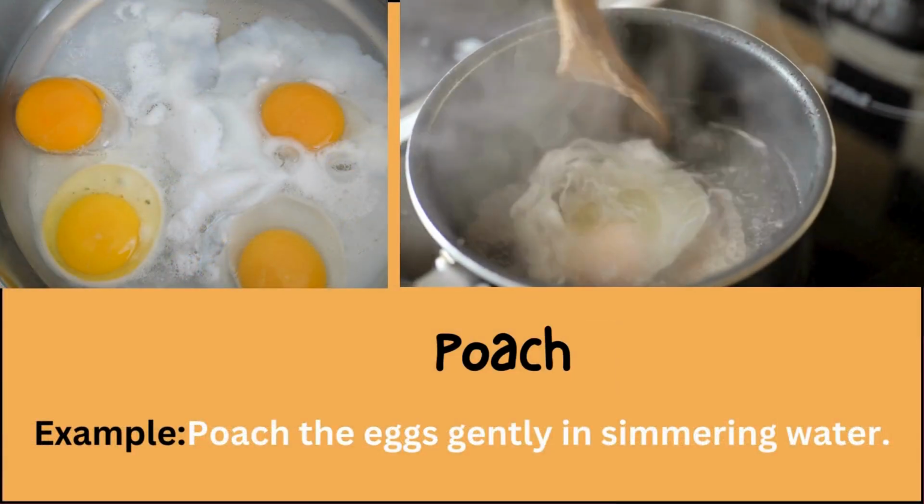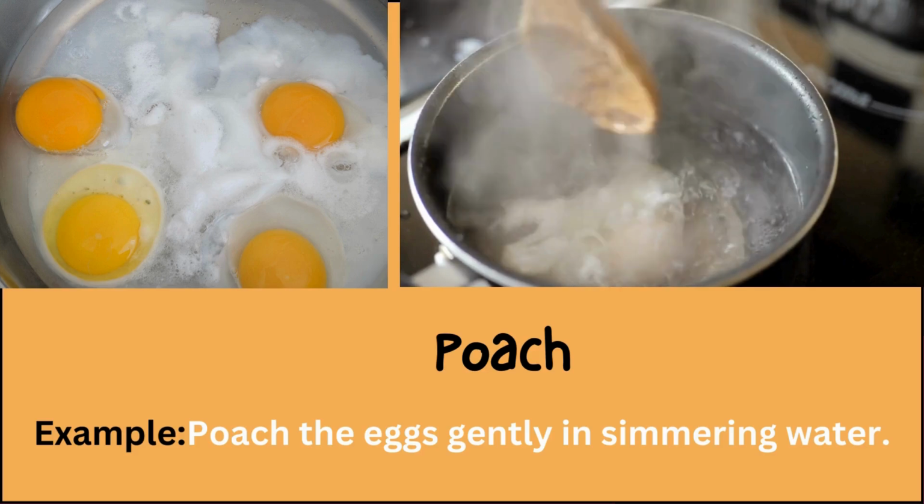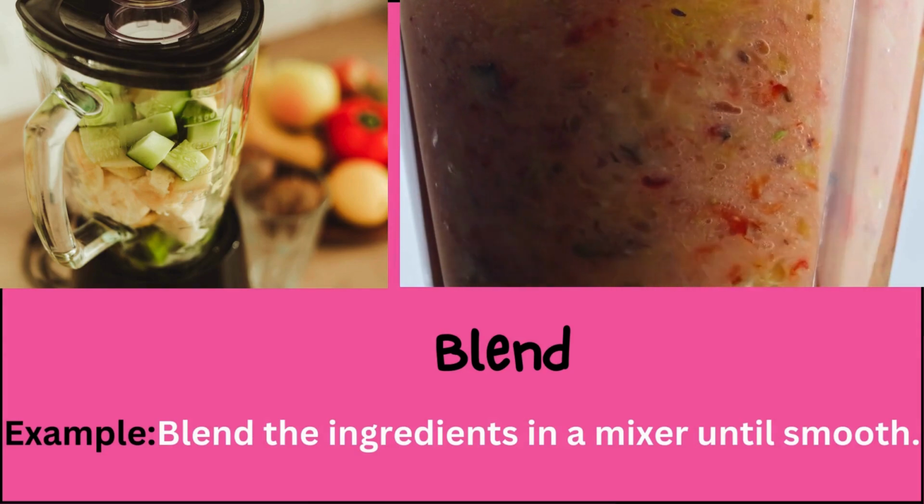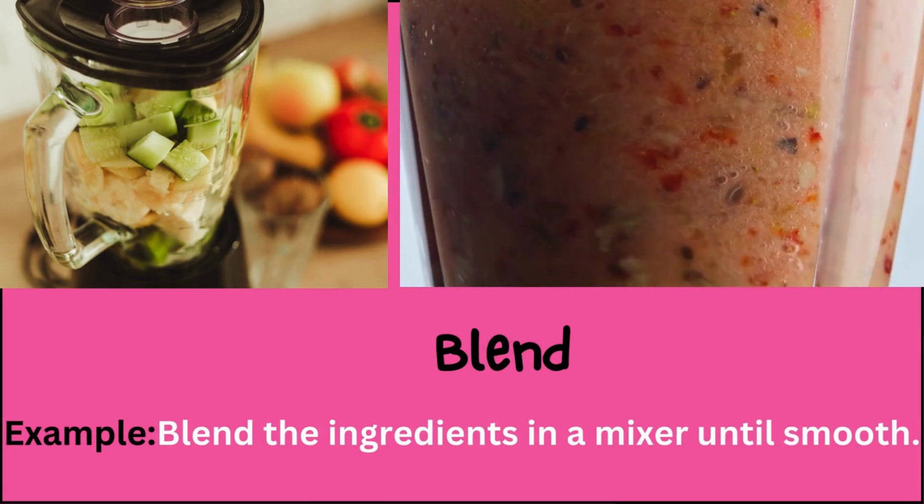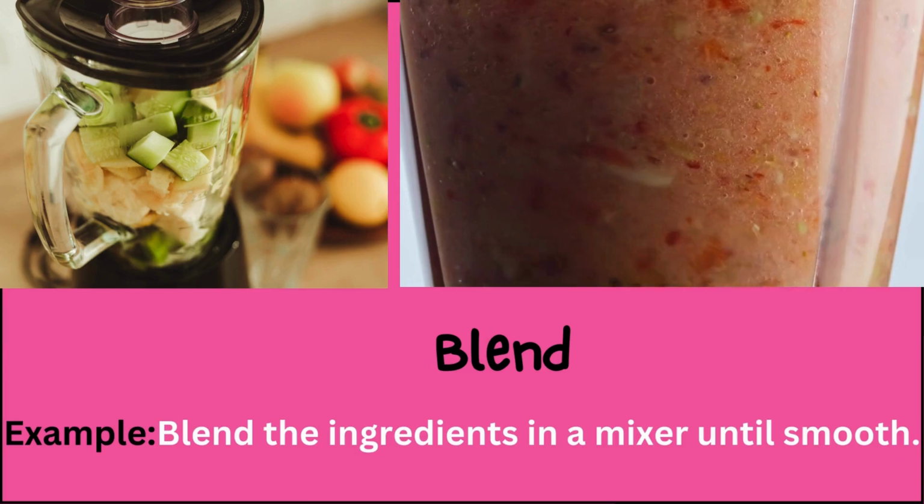Poach. Example, poach the eggs gently in simmering water. Blend. Example, blend the ingredients in a mixer until smooth.